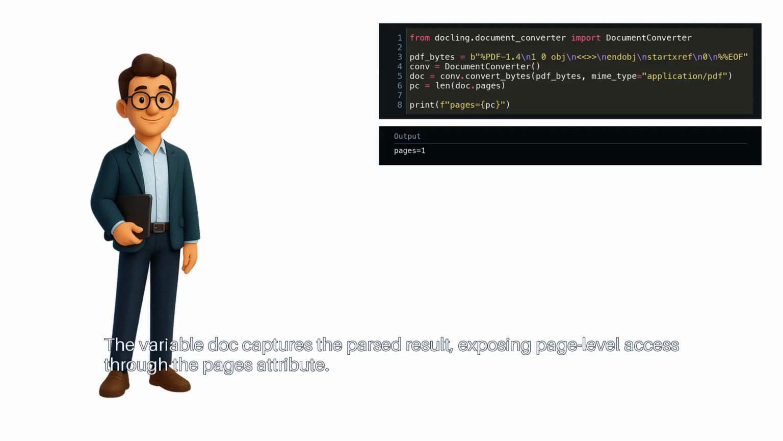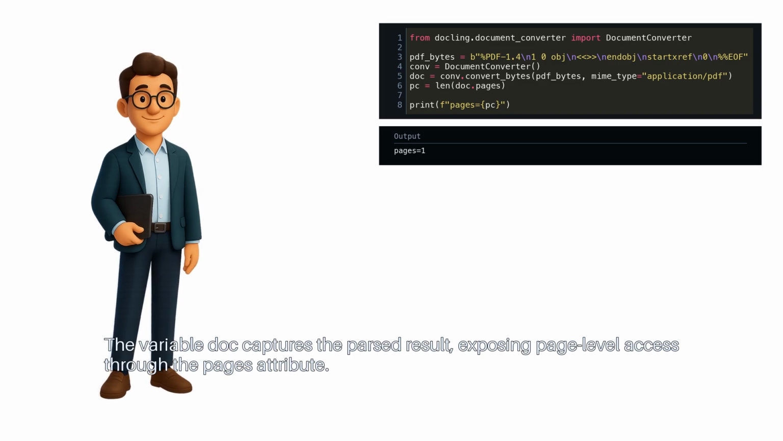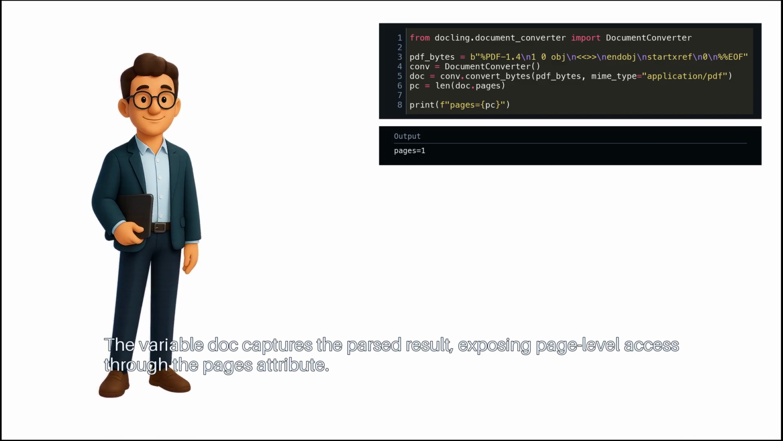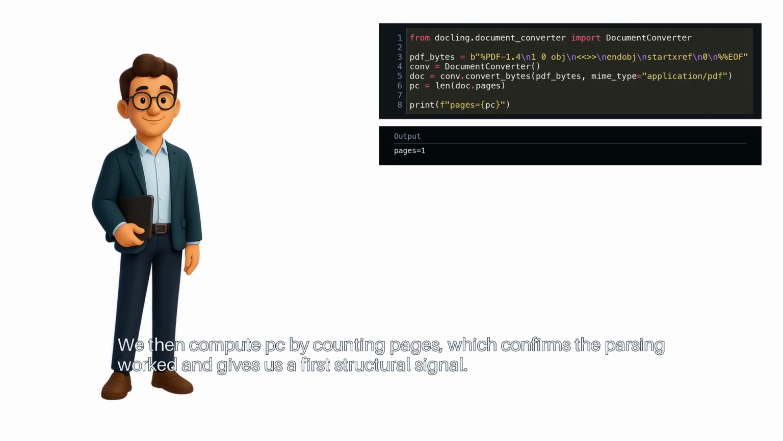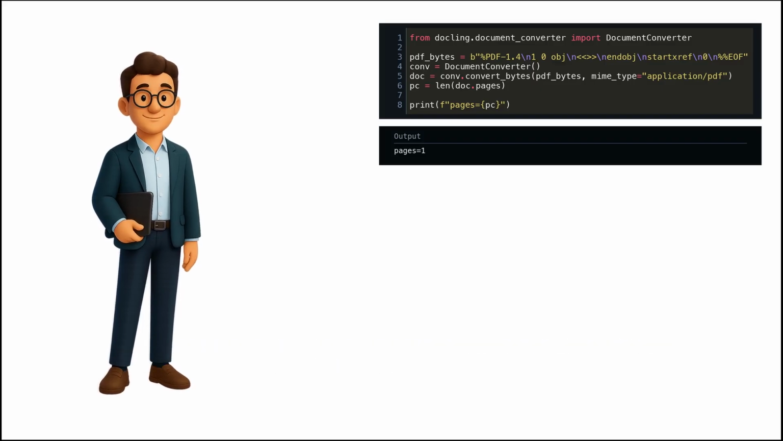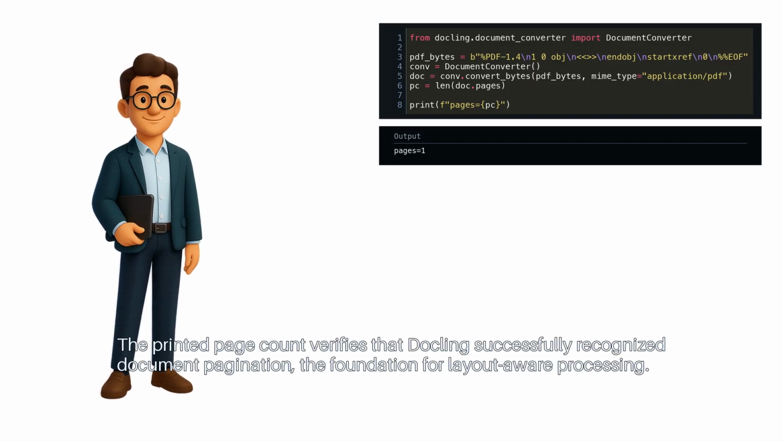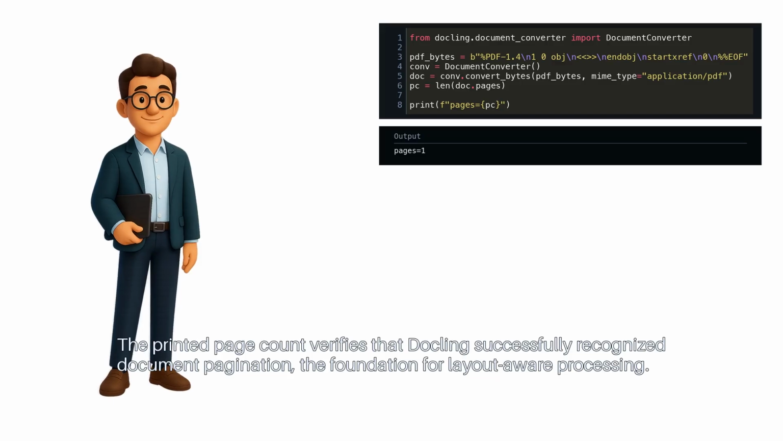The variable doc captures the parsed result, exposing page-level access through the pages attribute. We then compute PC by counting pages, which confirms the parsing worked and gives us a first structural signal. The printed page count verifies that Docling successfully recognized document pagination, the foundation for layout-aware processing.